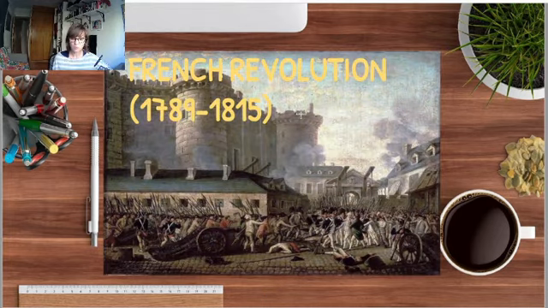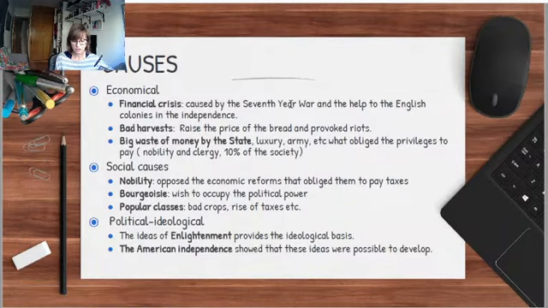Following the example of the American Revolution, we're going to have the French Revolution. Here, first of all, we need to talk about the main causes that led to the French Revolution. There are several causes that we can organize, as you can see here: economic, social, political, and ideological.